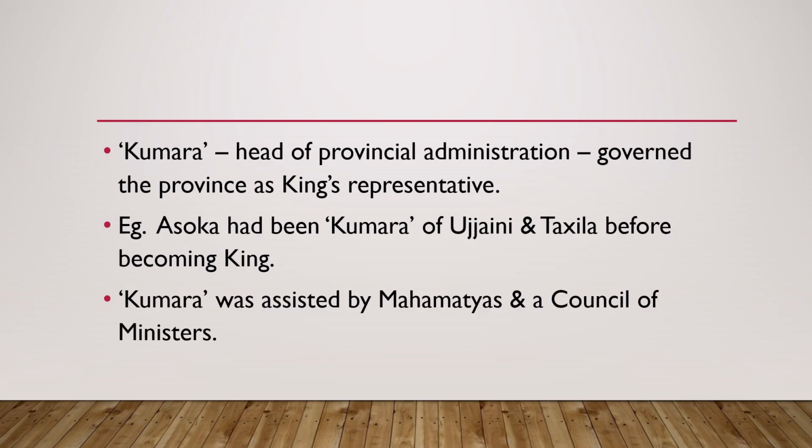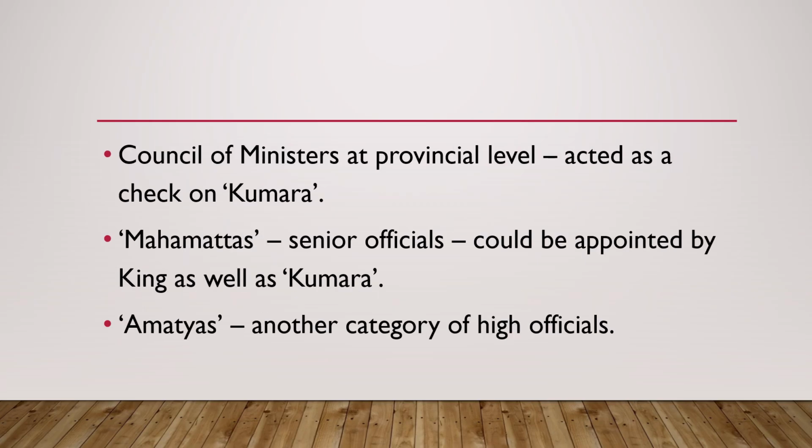Kumar was assisted by the Mahamatyas and a council of ministers. The council of ministers at the provincial level not only acted as a check on the Kumar but at times had direct relations with the king. Among the senior officials were the Mahamatas. Their appointment could be made both by the king as well as the Kumar.